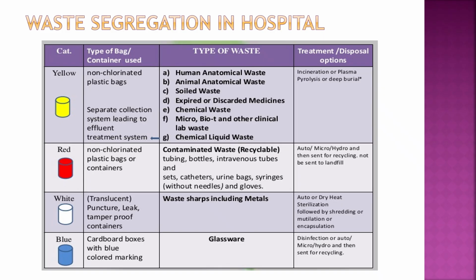So mainly it contains waste sharps including metals, and the method of disposal is autoclave or dry heat sterilization, then shredding or mutilation, and then encapsulation for reuse. Then the blue color is a cardboard box with blue colored marking. The type of waste is mainly broken glass waste, slides, cover slips, pipettes or ampules without medicines. And treatment can be disinfection, autoclave, microwave, and then recycling should be done.